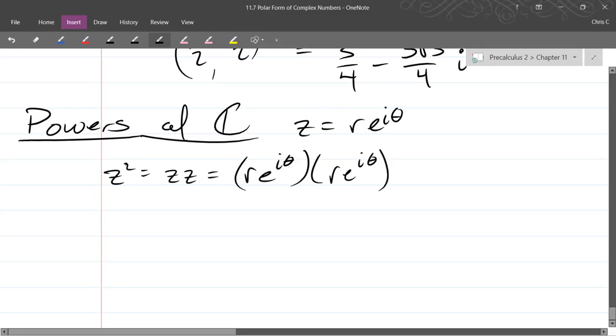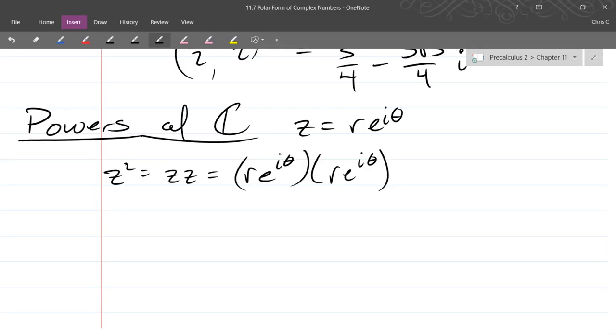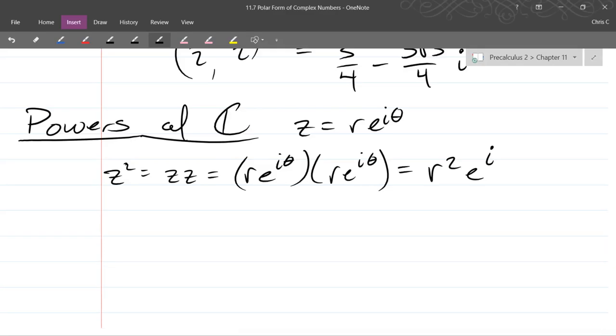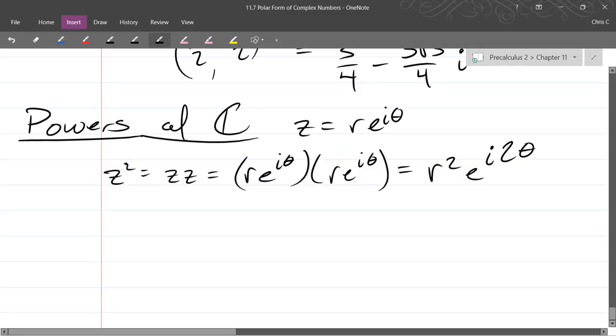So take 10 seconds and simplify this down. So you get i times theta 1 plus theta 2, or, well, theta plus other theta. So theta plus theta is 2 theta. So I'm going to just write i 2 theta. That's because theta plus theta is just two of them. That's z squared. z cubed, which you can write as z squared times z. We said z squared already is r squared e to the i 2 theta. So I'm just shortcutting r z squared times z.